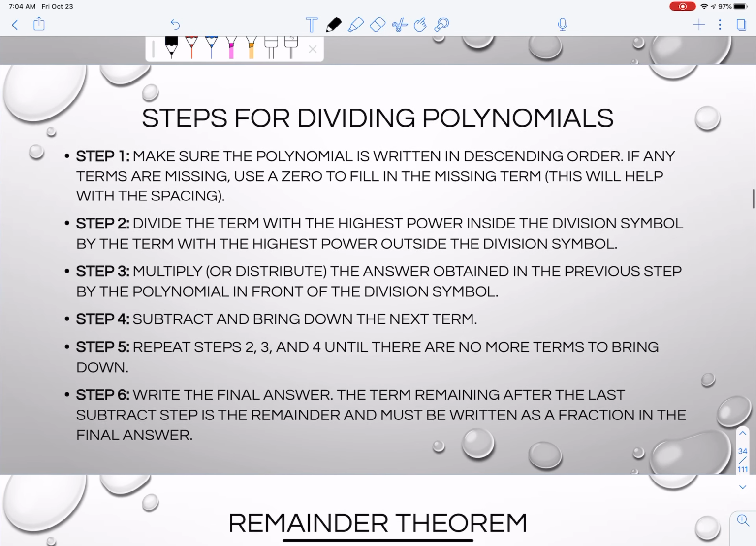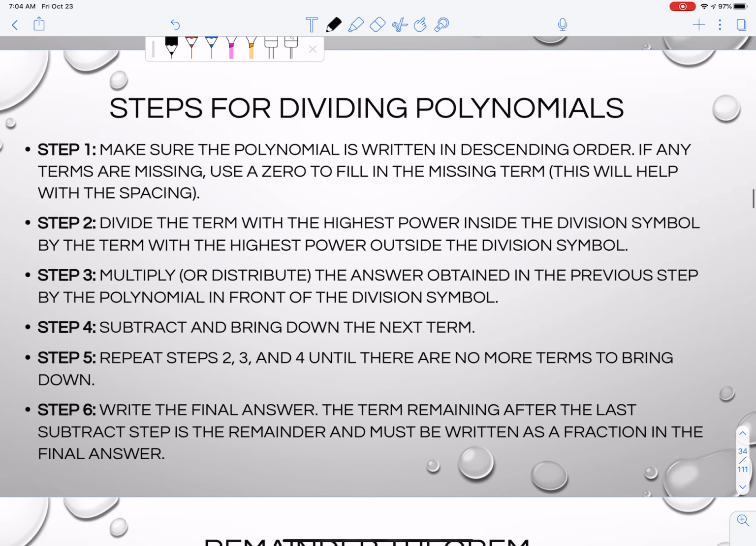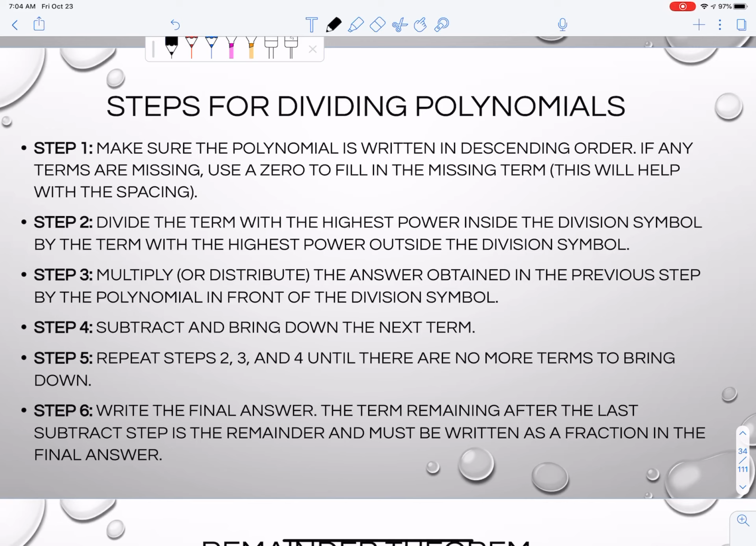So steps for dividing polynomials, right? I will print this slide off and give you guys a copy of it in class. So the first step, we want to make sure the polynomial is written in descending order, so in standard form. And if there are any missing terms, we're going to replace them with a 0. So in that last example, x to the 4th minus 81, we're going to have to write that as x to the 4th plus 0x cubed plus 0x squared plus 0x, and then minus 81. I need these placeholders for all those missing terms or it's going to mess us up. Okay, they have to be there.